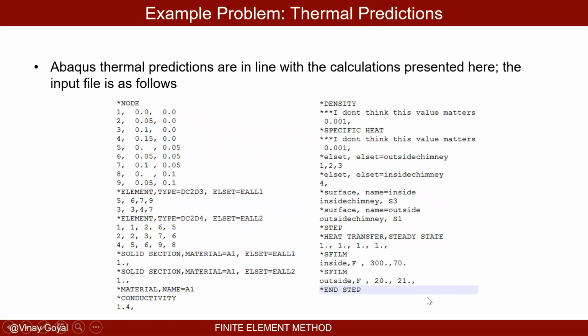Now, if you do it in Abaqus CAE, it will do it automatically for you. And then I said, okay, the inside temperature is 300 and the heat transfer coefficient is 70. That's what you're going to provide. The outside temperature is 20. The heat transfer coefficient is 21. That's what you're providing here.